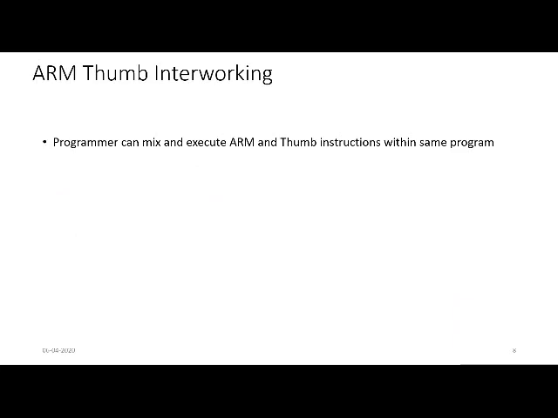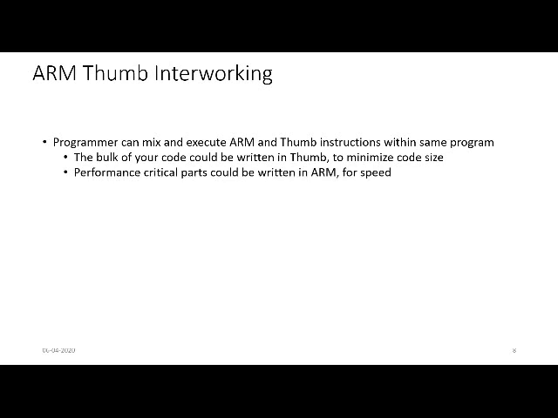Mixing both ARM and Thumb instructions within the same program. Why do we need to mix both instruction sets in the same program? In certain applications, a portion of the application having the bulk of code has to be written using Thumb instruction sets, which give the minimum code size. Then a certain portion of the application requires high performance, where performance is the critical part. That part has to be written using the ARM instruction set, which gives high speed.